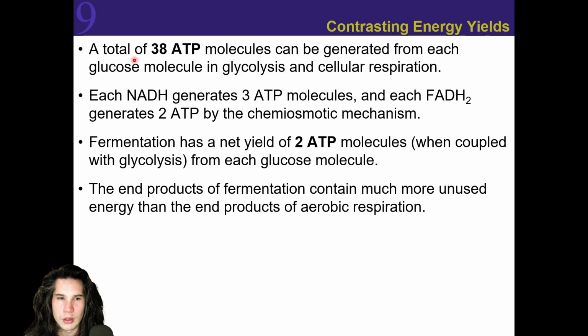So you're going to get around 34, 36, 38 ATP molecules from each glucose molecule during aerobic cellular respiration. And then each NADH generates 3 ATP molecules roughly, and each FADH2 will generate around 2 ATP molecules by the chemiosmotic mechanism, by the ATP synthase. However, fermentation only has a net yield of 2 ATP molecules when coupled with glycolysis.